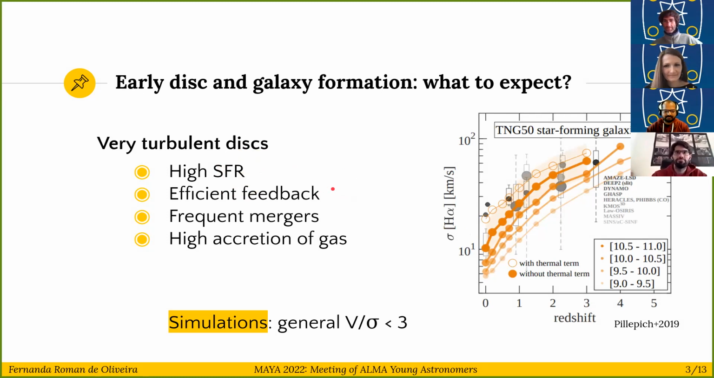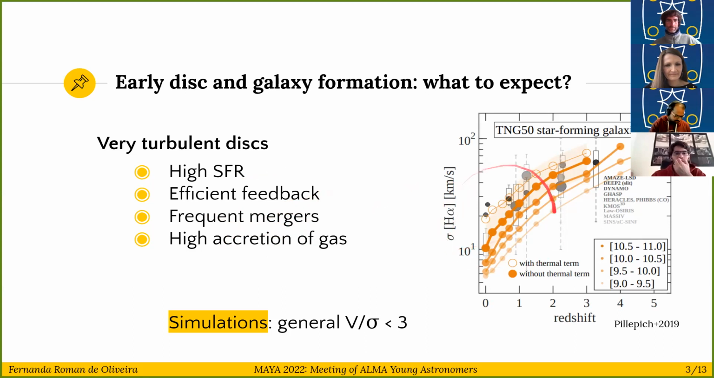This is because these galaxies are still not very massive. The gravitational well that they have is not so deep that it can hold the gas mass, because these galaxies grow through hierarchical growth. So you have many supernovae expelling a lot of gas from these galaxies. We also expect that they go through frequent mergers at this stage of the universe, and with very high accretion of gas from the environment. So with all of these, we expect that these galaxies have very turbulent disks, if they have disks at all.